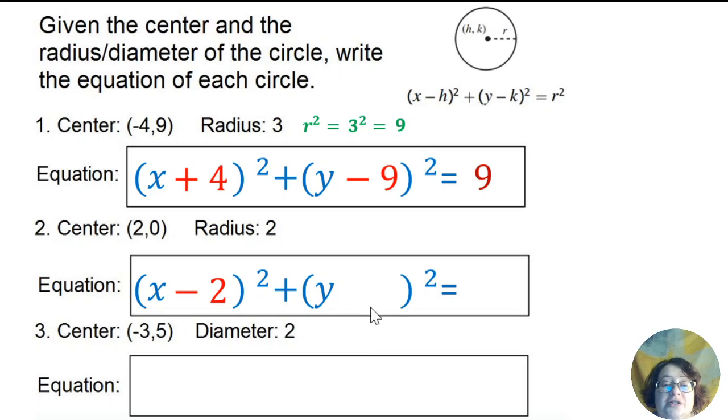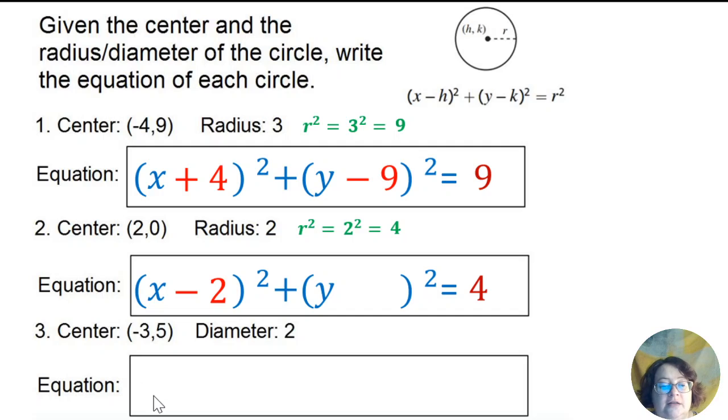So here you'd usually see just y squared equals the radius squared. Our radius is 2, so r squared would be 2 squared, or 4. So (x minus 2) squared plus y squared equals 4 is the equation of this circle.